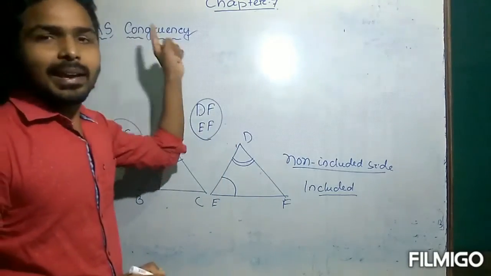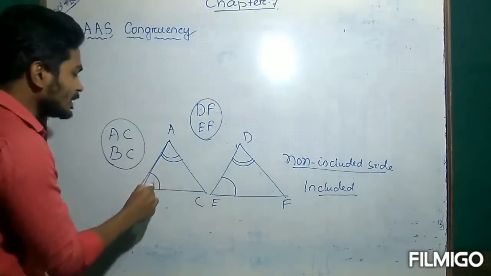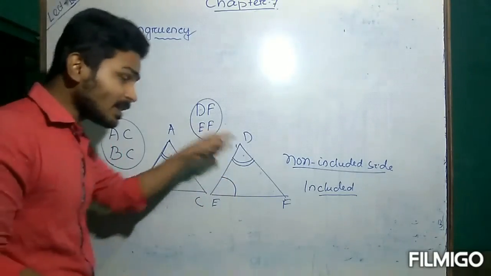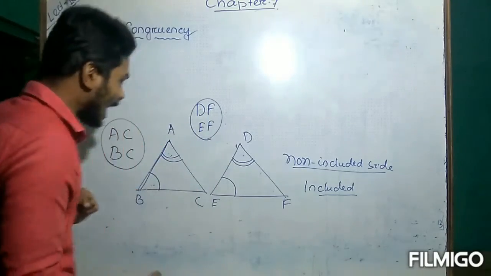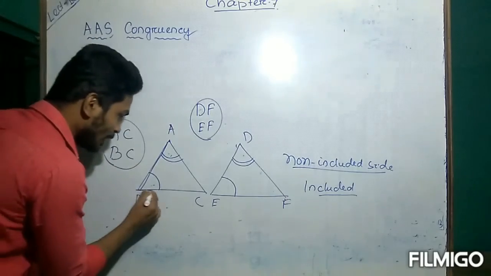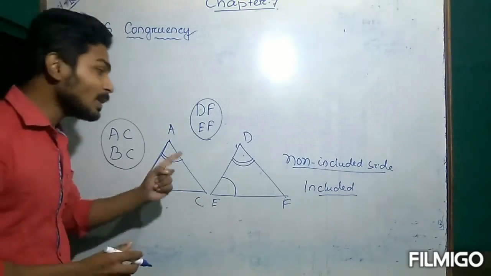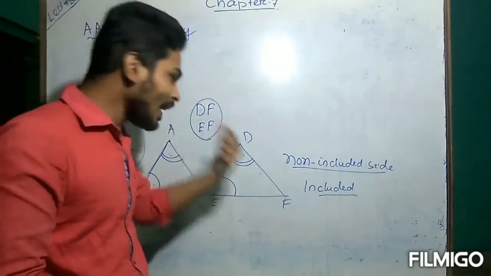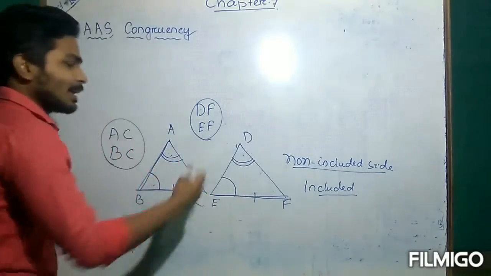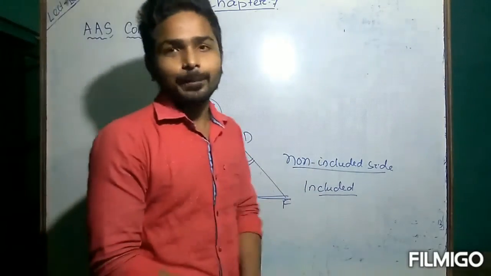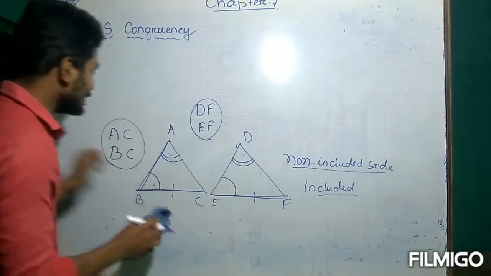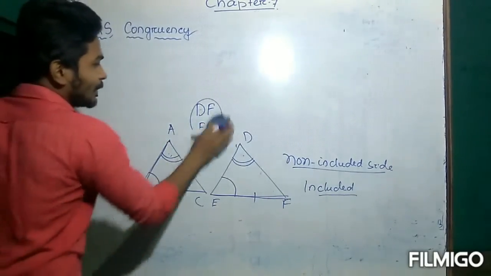So according to AAS congruency, if any two consecutive angles of a triangle are equal to two consecutive angles of another triangle, and the non-included side of this triangle, for example, we have taken BC, is equal to the non-included side of another triangle, for example EF, then these two triangles are congruent. This is AAS congruency. Did you get it? Okay, so let us write the statement.